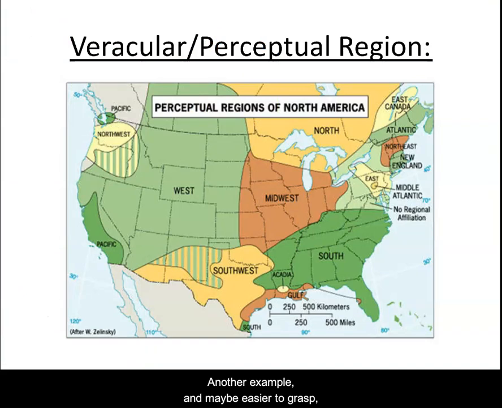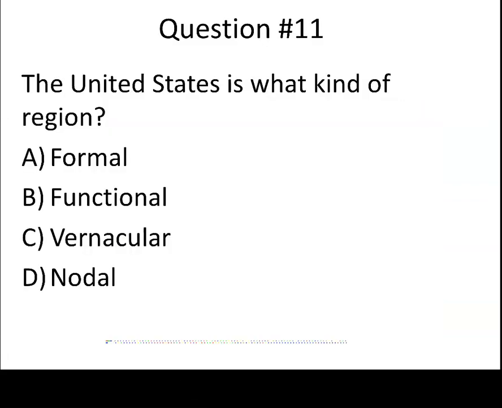Another example, and maybe easier to grasp, is what part of the country are you from in the United States? Well, in this part of Minnesota, we tend to think we're part of the Midwest. If you get up to Duluth or Hibbing or International Falls, they're going to say, well, we're from the North. And if you get north of Fargo, like East Grand Forks, they're going to consider themselves part of the Western United States. So depending on where you are, people have different perceptions of which region they live in.